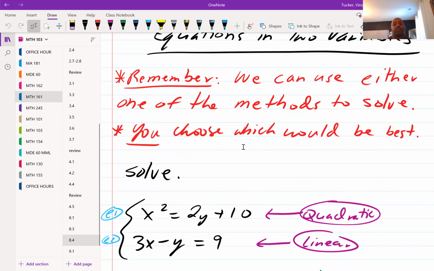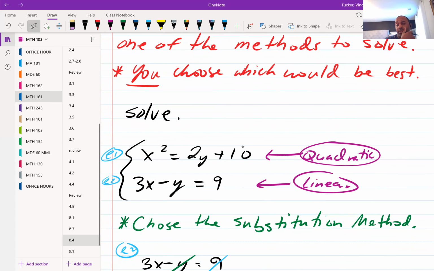We want to solve x squared equal to 2y plus 10, and then 3x minus y equal to 9. So notice the first equation is quadratic, and the second one is linear. Quadratic is because of that square, x squared.